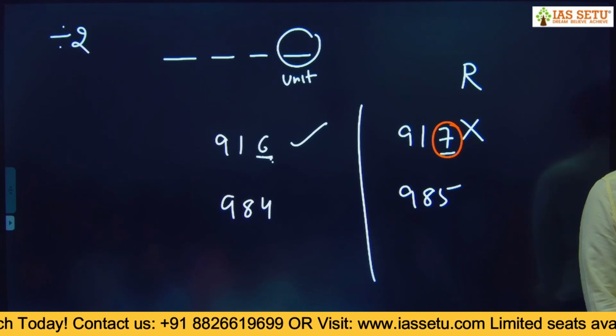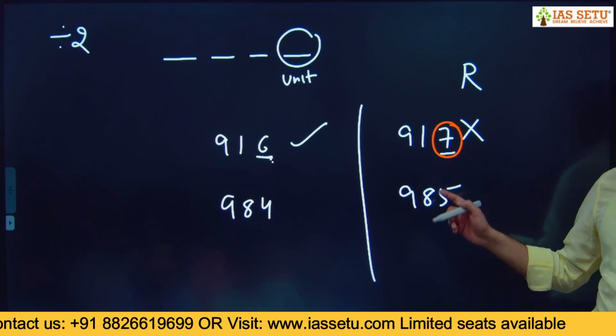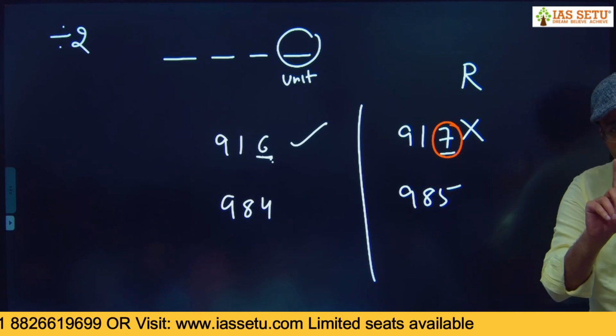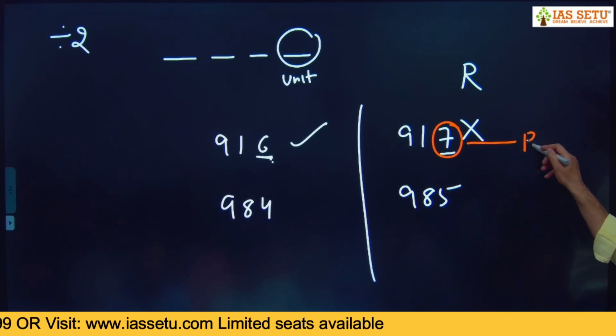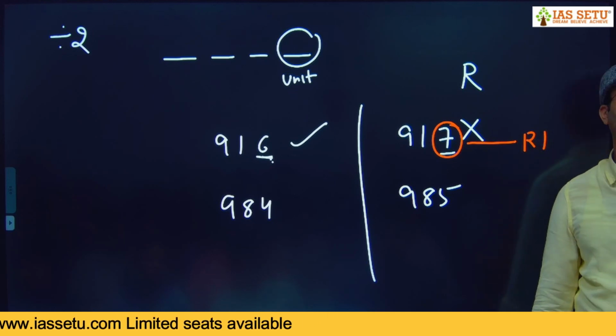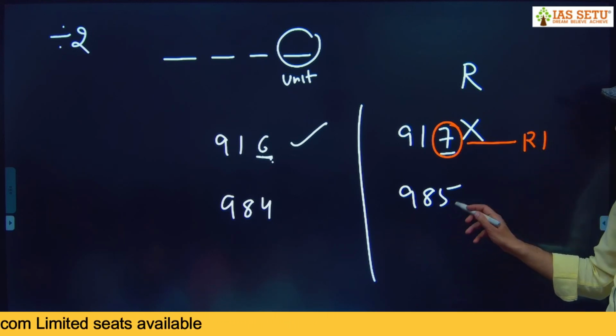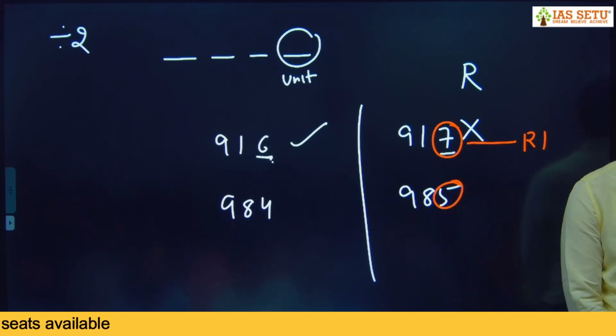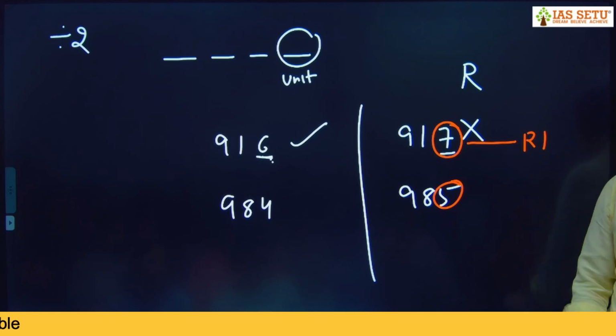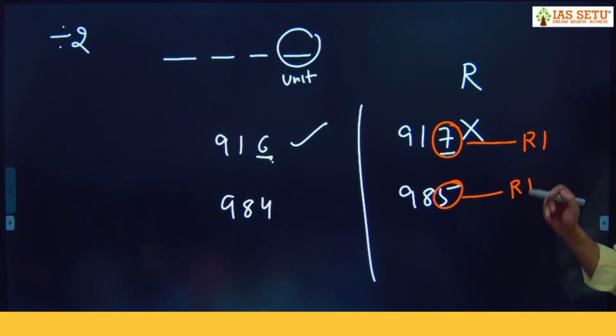If not divisible, remainder. 7 divided by 2, what is your remainder? 1. So it means this complete number gives remainder 1 when we divide by 2. Here in this case, this 5 divided by 2, what is the remainder? 1. So it means this complete number gives you remainder 1.